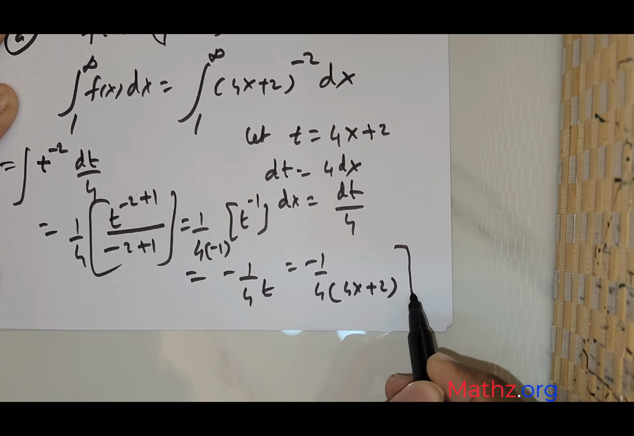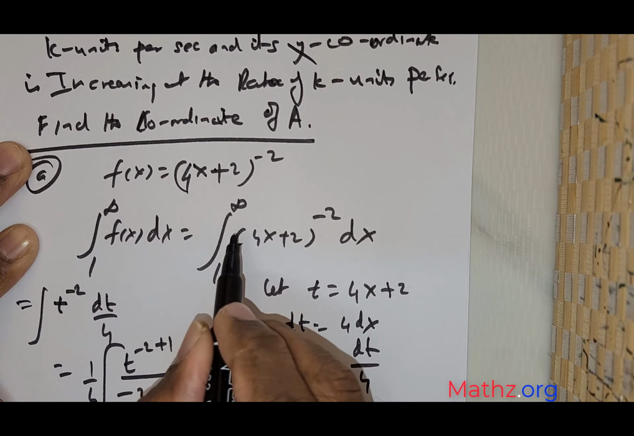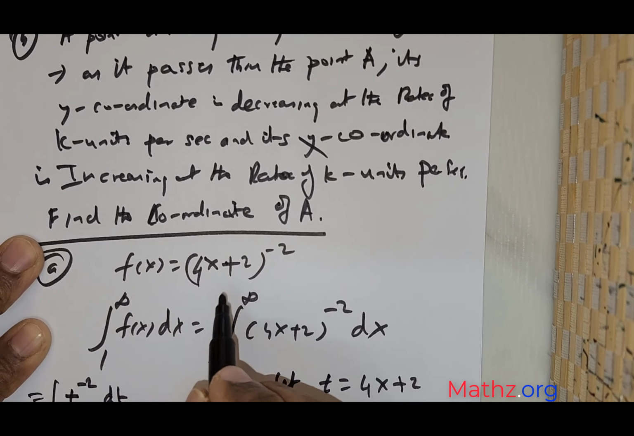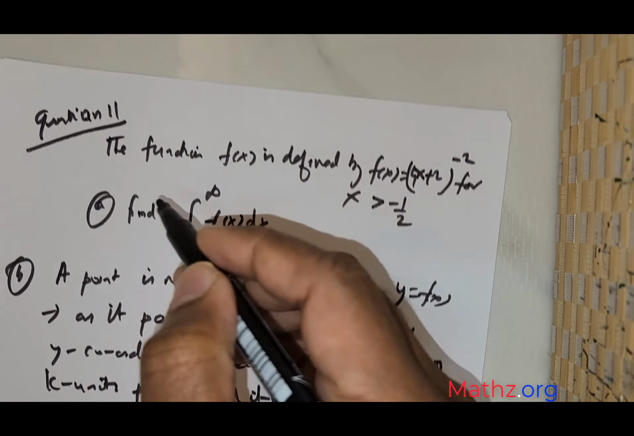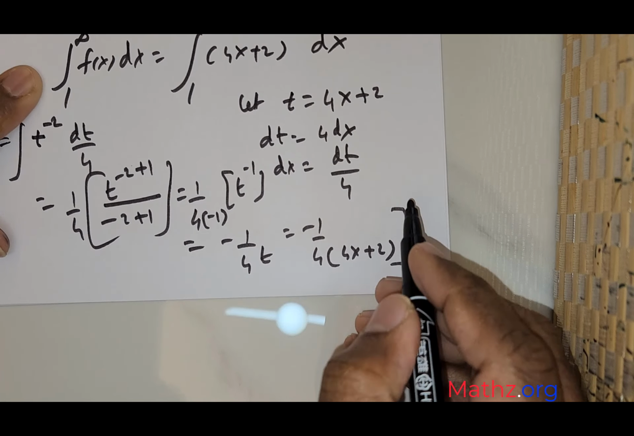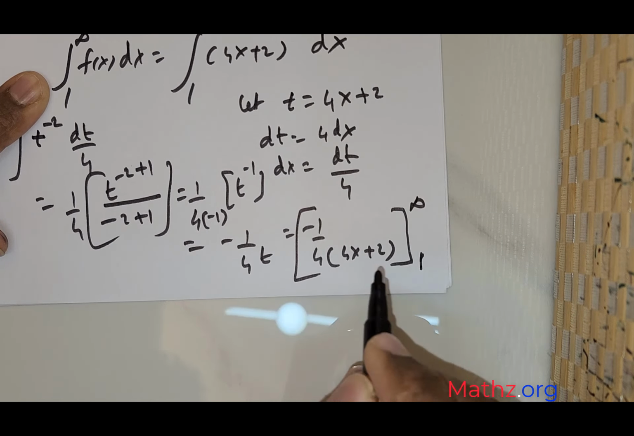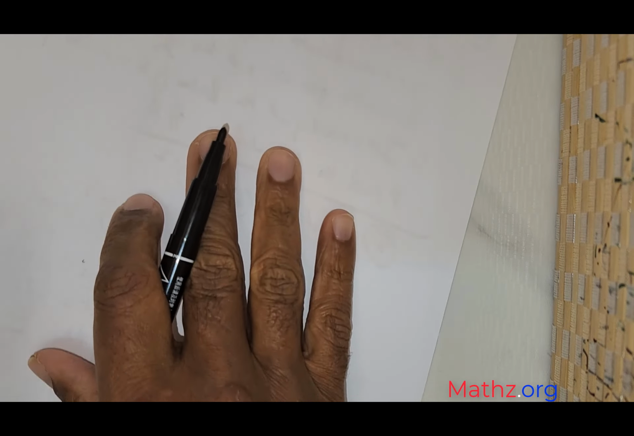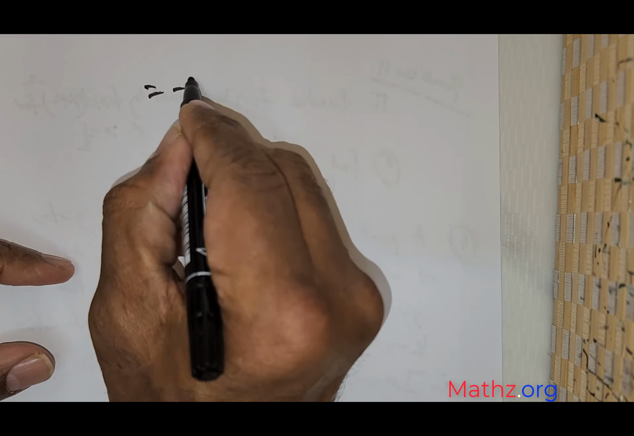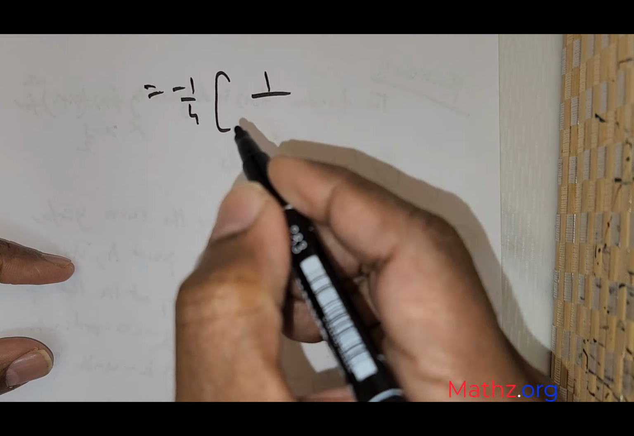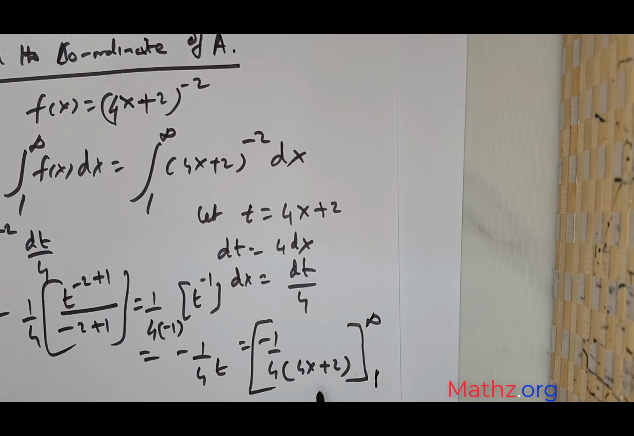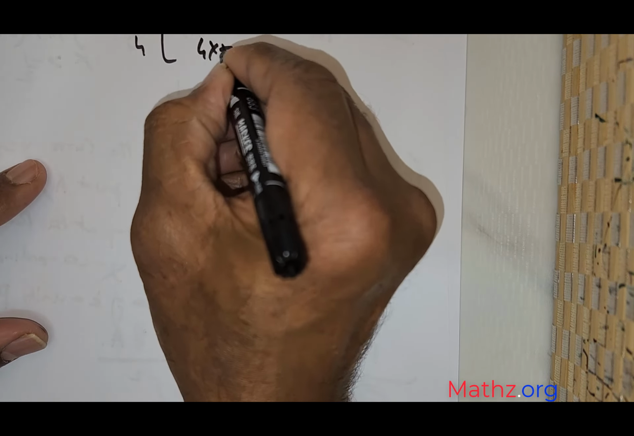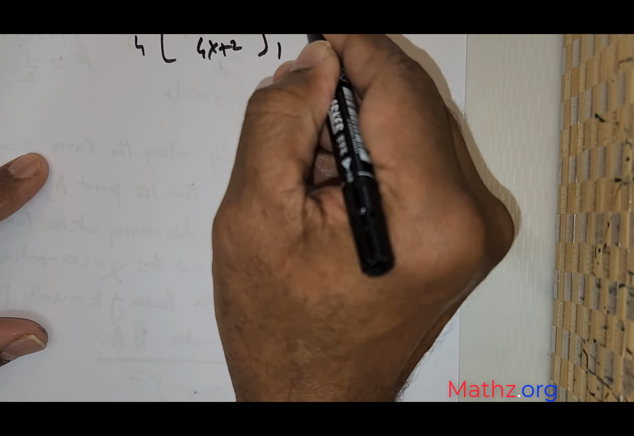But there is a limit here. The limit is given as 1 to infinity. So place the limits. I'll show you how to apply the limits. Let me rewrite this. So this is equal to negative 1 over 4 taken out, times 1 over (4x + 2), and the limits are 1 to infinity.